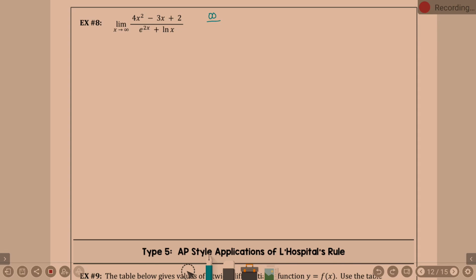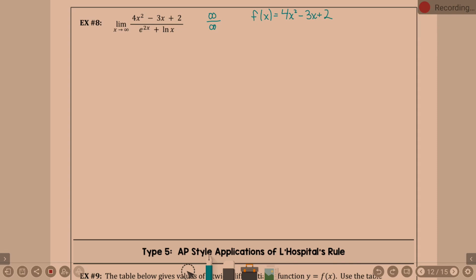Do you guys remember my trick at the end of class Friday, where you could name the top and the bottom as f and g so you don't have to keep writing them out? We can do that. I have it done in my notes. So the trick is, somewhere in your box, label f of x as 4x squared minus 3x plus 2.